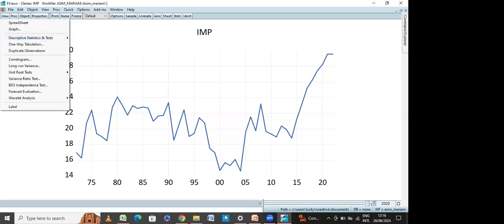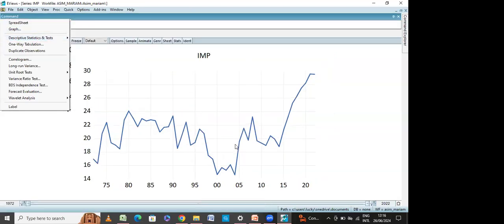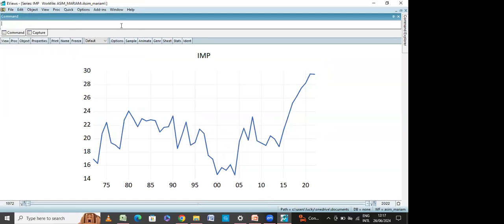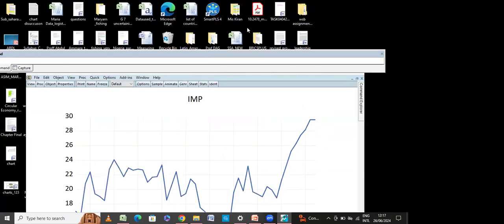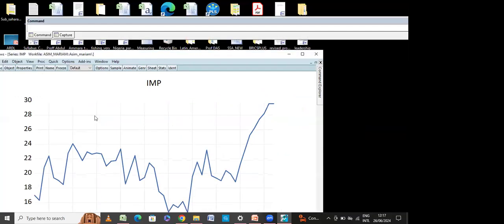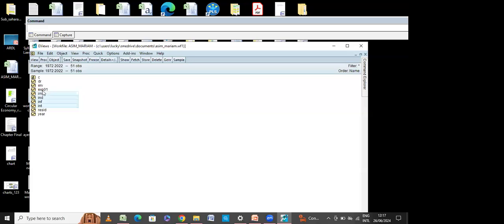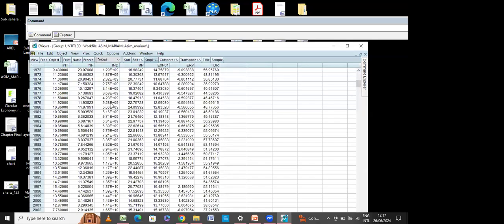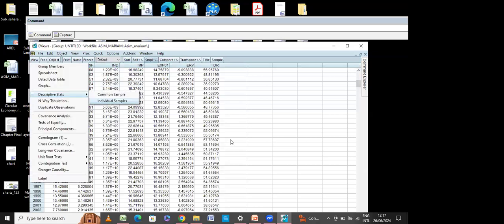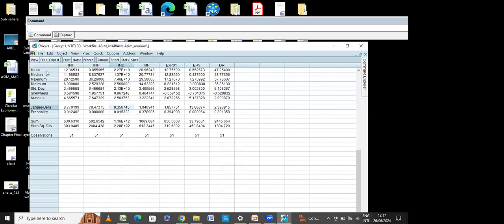Let me try to open different kinds of variables for different kinds of values for you. Allow me a moment. So how can I do this? Let's suppose I select all my data. Here is all my data. I open as a group. I will go to the group, Descriptive Statistics, Individual Samples. Here I can see all the properties of my data.